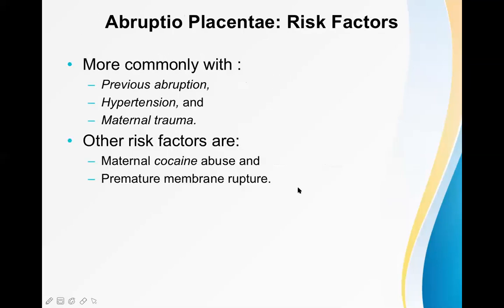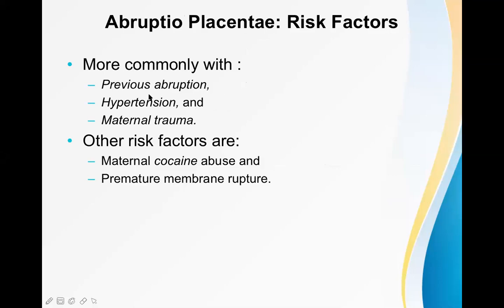Now all of you have a look here. What are the risk factors for abruptio placentae? Meaning which type of pregnancy will develop it? Isn't it? That question should come to your mind. Now let's have a look here.